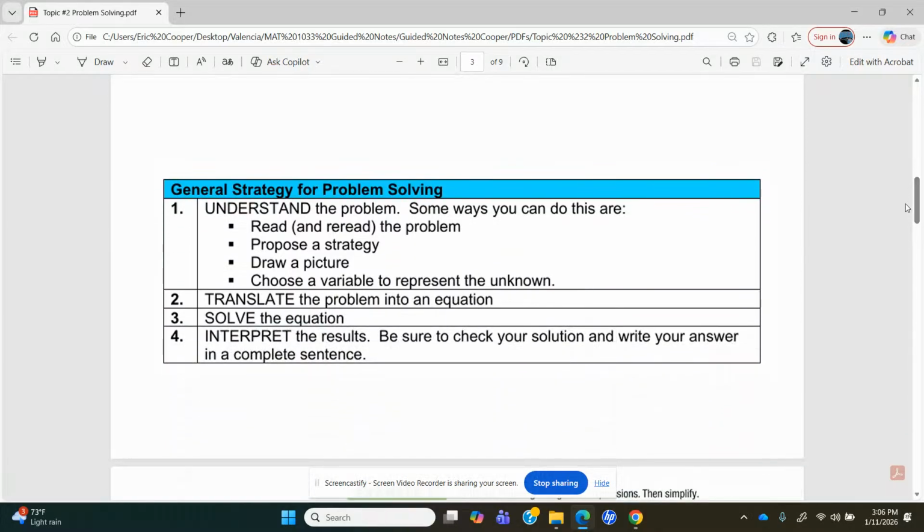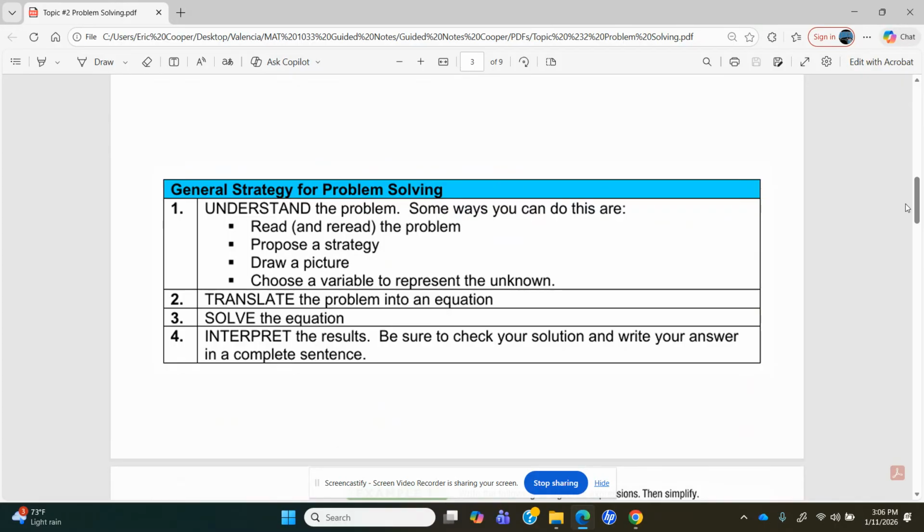Here are some general strategies that we're going to use as we go through these problems. First thing we're going to do is just try to understand the problems. We're going to read the problem and reread it again as we need to. We're going to propose a strategy. We're going to take advantage and draw pictures at times if we need it. And we're going to choose a variable to represent the unknown. For the most part today, we're going to choose x as our unknown.